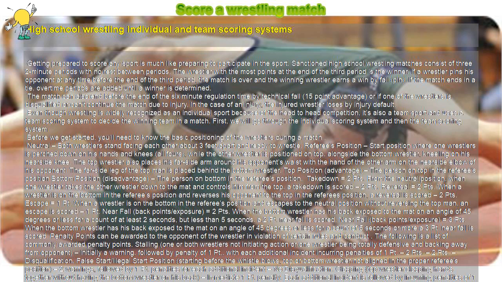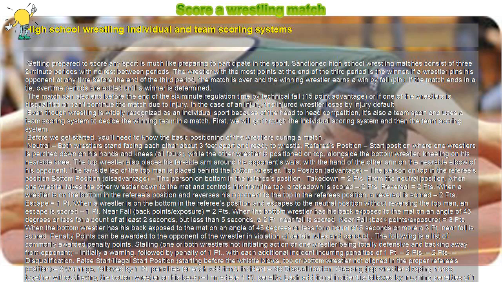The top wrestler also places his far side arm around his opponent's waist with the hand of the other arm on the near side elbow of his opponent. The far side leg of the top man is placed behind the bottom wrestler. Top position, advantage. The person on top in the referee's position. Bottom position, disadvantage. The person on bottom in the referee's position.